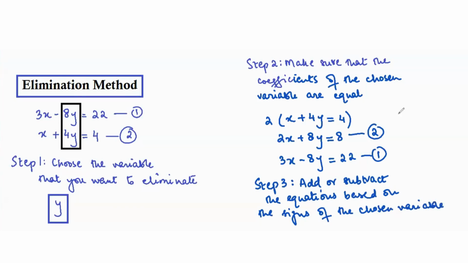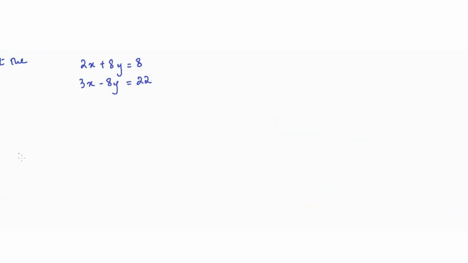So by that, what we mean is that we're going to add these. Why are we going to add these two equations? Because if we compare the signs of y in both the equations, we can see that the signs are opposite. Since the signs are opposite, that means in order to eliminate y, we have to add the equations.